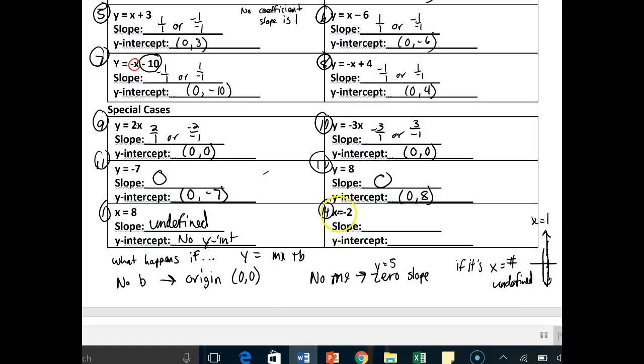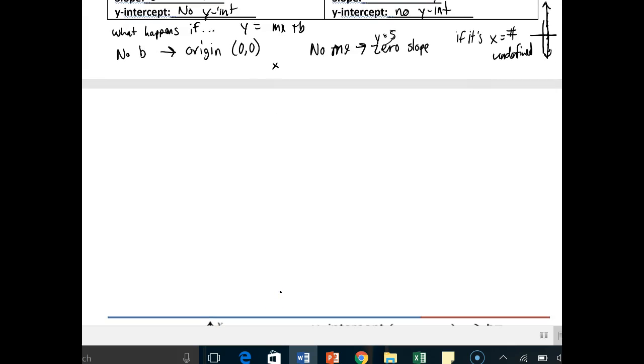So for the slope for x equals negative 2, since it's x equals, it's undefined. And do undefined graphs have y-intercepts? No y-intercept, right? Unless they're actually talking about the y-axis. So if they said something like x equals y, and they're literally talking about that y-axis.